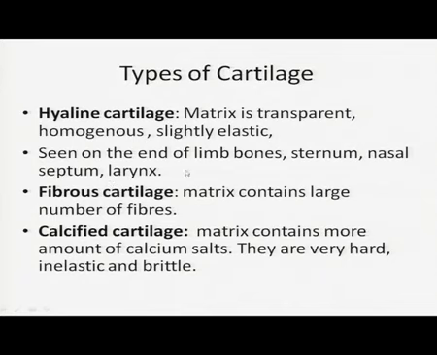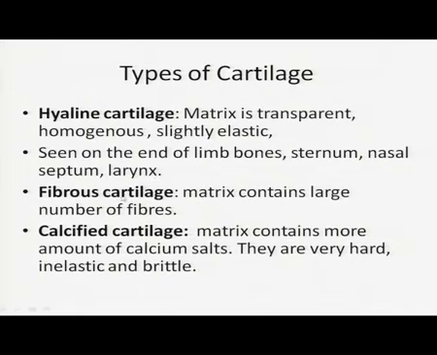Now, coming to the different types of cartilage, one is hyaline cartilage. The matrix is transparent, homogeneous, and slightly elastic in nature, and it is seen in the limb bones. At the end portion of the limb bones, it is present in the sternum, the chest bone, and nasal septum, as well as in the larynx.